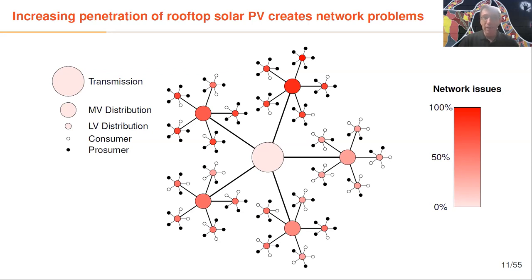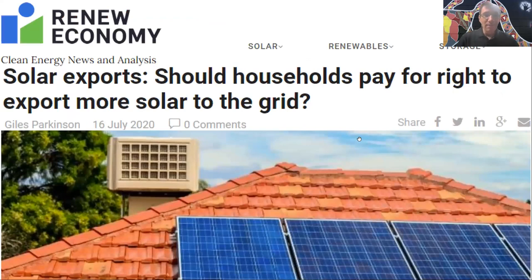And this is already happening in many parts of Australia, to the extent that the Australian Energy Market Commission came up with a proposal to charge customers for solar exports. So when you export solar into the grid in the middle of the day, they're suggesting that the customers should be charged for that, to enable the network to get the revenue required to augment their network.